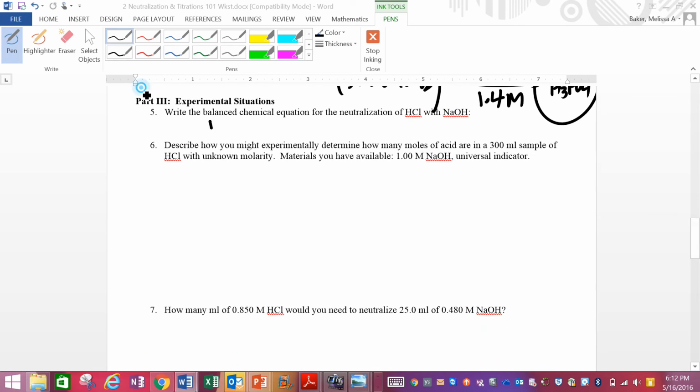Number 5, write the balanced equation between HCl and NaOH. We've seen this one a couple times. We make salt water, NaCl and HOH, which is the same as H2O.